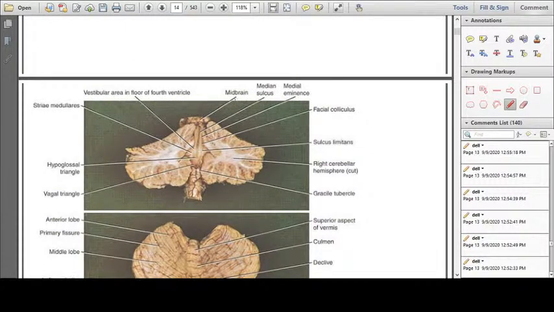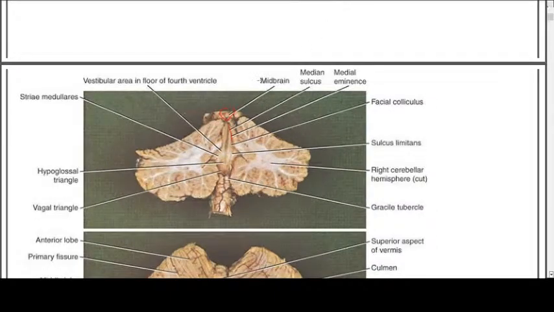So let's look at it. Midbrain. This right here is the midbrain. This is the median sulcus. This right here is the median eminence. However, I'm getting confused. What is median sulcus and medial eminence? Sulcus generally means the depressed part. So this black depressed part is sulcus, and this one right here is medial eminence.